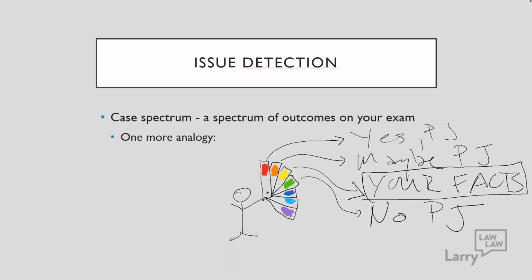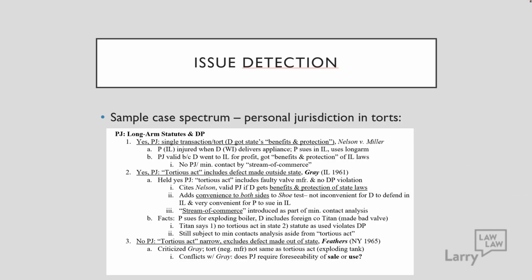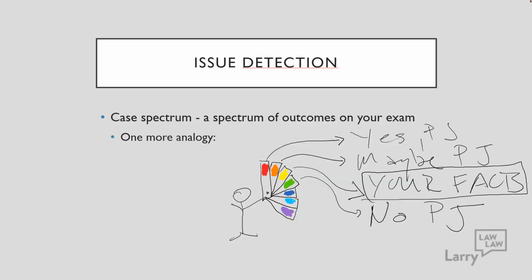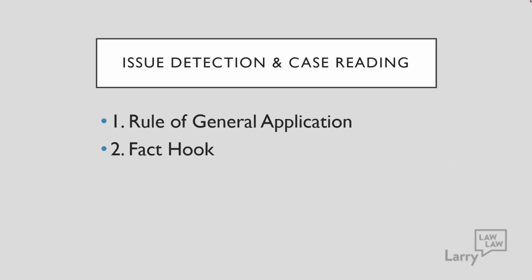Okay, so this is combining this case spectrum with the image. Maybe the red here is definite personal jurisdiction. Then you have kind of iffy personal jurisdiction, and maybe your facts fall here. And then you've got no personal jurisdiction here. So I have more about that in another video. That's probably enough for now.